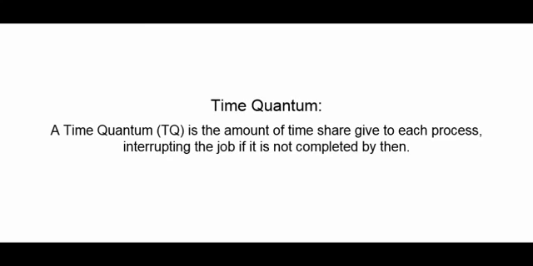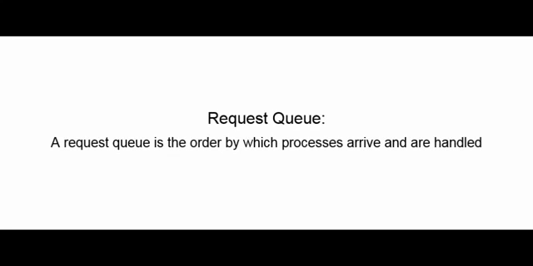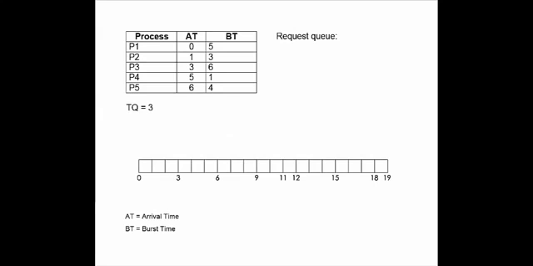Time quantum. A time quantum is the amount of time share given to each process, interrupting the job if it is not completed by then. Request queue. A request queue is the order by which processes arrive and are handled. In this example, there are 5 processes that need to be handled, and the time quantum given is 3 seconds.